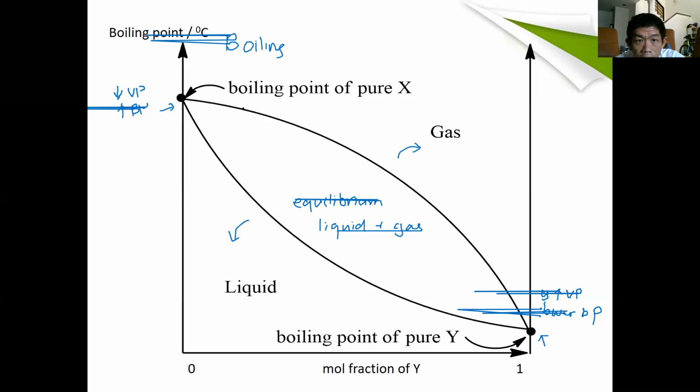I erase this. Sorry. This curve is what we call a boiling point composition curve. So this is a boiling point composition graph. So this is the graph that we are talking about.